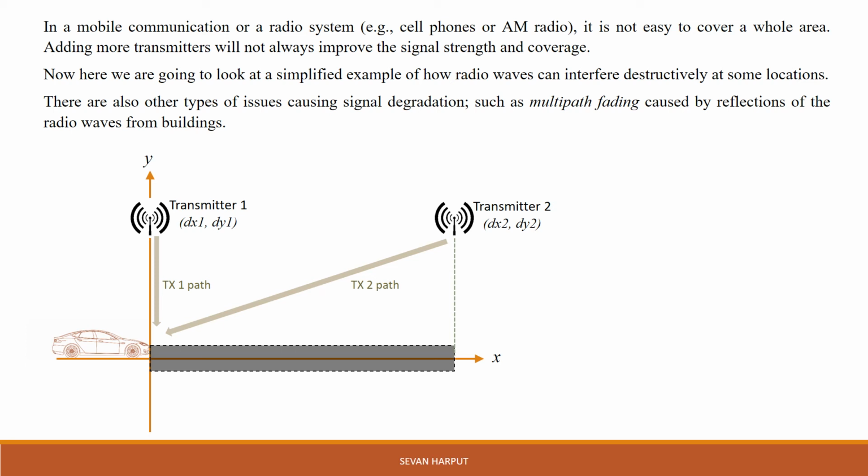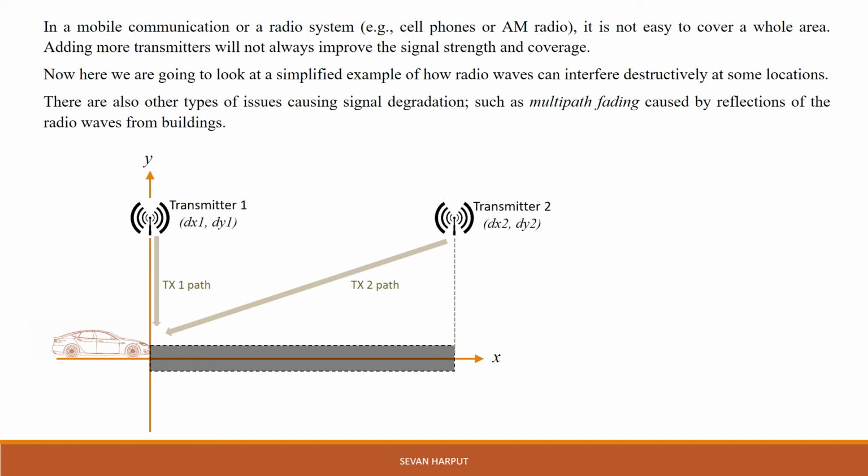Now we're going to look at a simplified example here, and we will see how the radio waves interfere destructively at some locations. If you remember your physics classes, you have waves. If you sum two waves, like two sinusoidal waves, depending on their phase, they may interfere destructively. For example, it's like a subtraction operation and the waves cancel each other. Or they can interfere constructively, which means you're summing two sine waves and you increase the amplitude, the strength of the signal. So this is just a simplified case we are going to look at here.